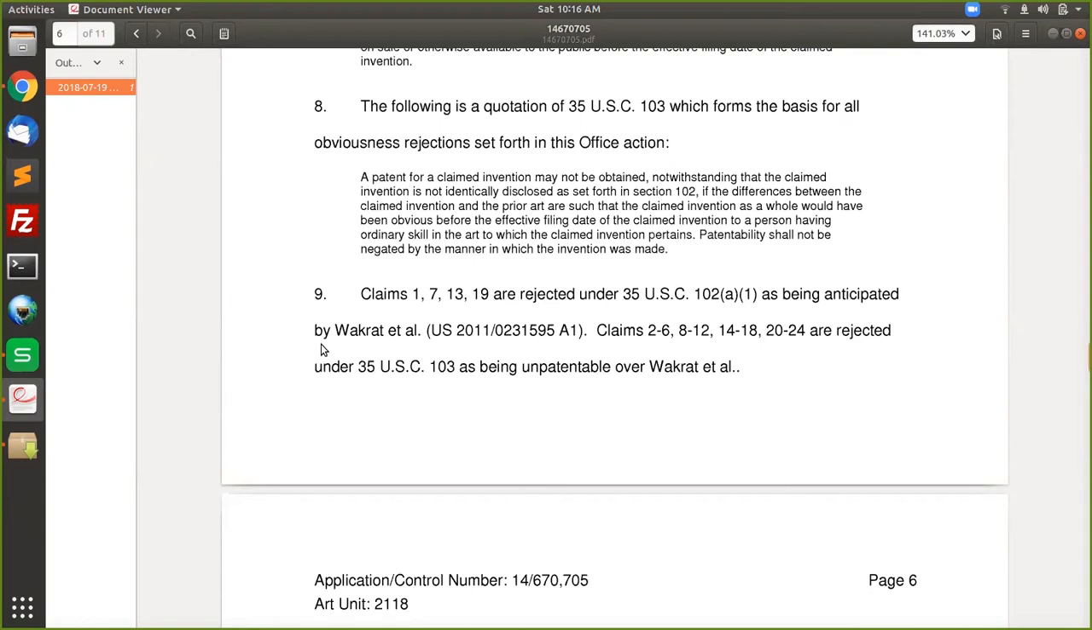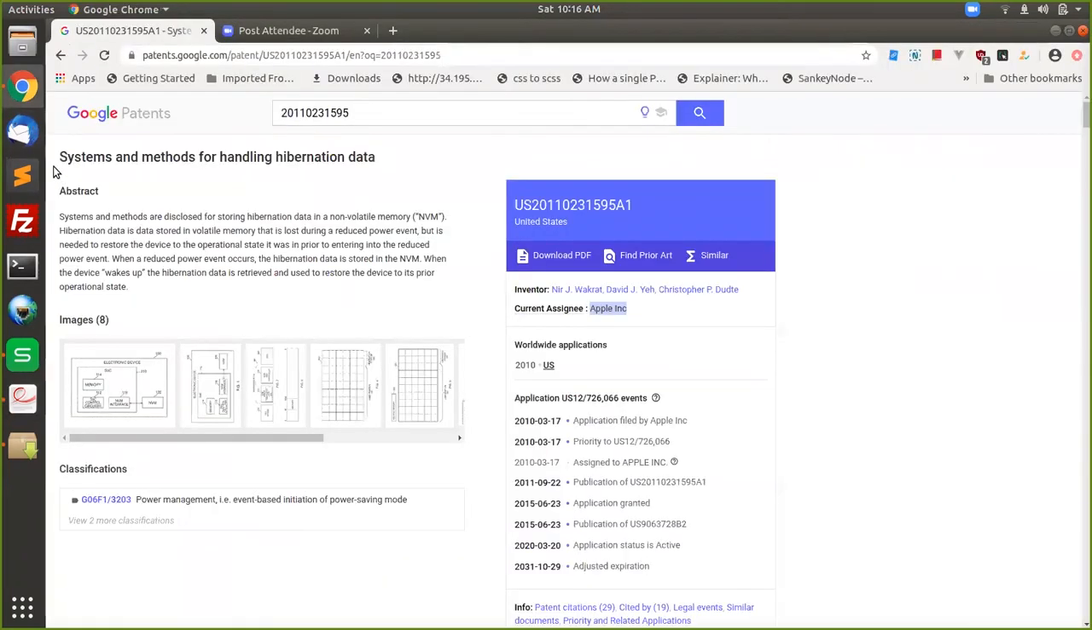Yeah, and also looking at this patent, this is for systems and methods for handling hibernation data. So hibernation is very common in all the PCs these days. Personal computers we are having these days.